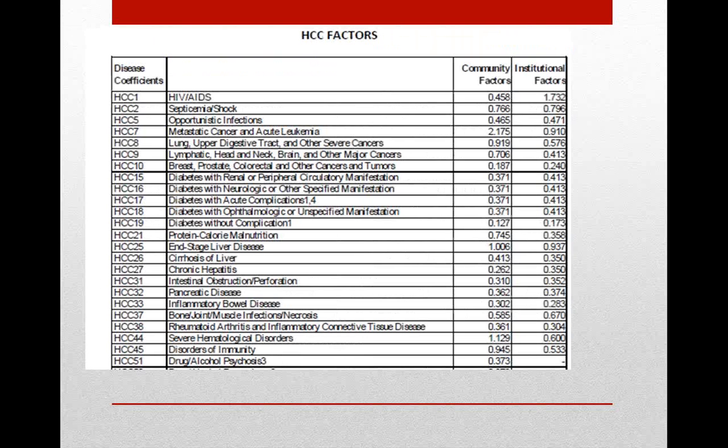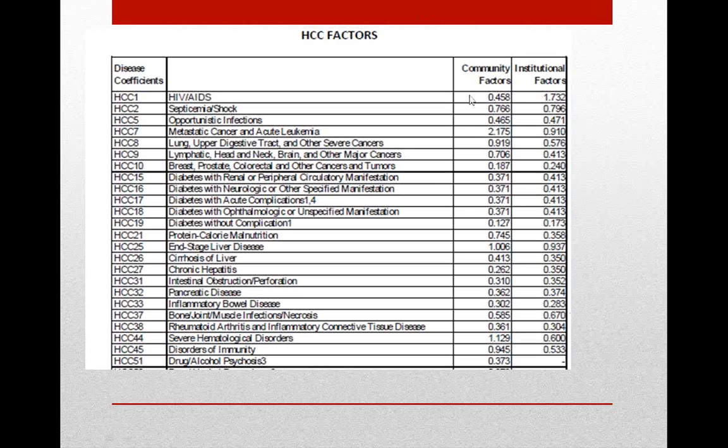This is a representation of the top 50 HCC codes. As you see, HIV, AIDS. You can see diabetes here has actually 5 categories, starting at 15 with renal and peripheral circulatory manifestations, going all the way up to 19, which is our 250.00, or our uncomplicated.